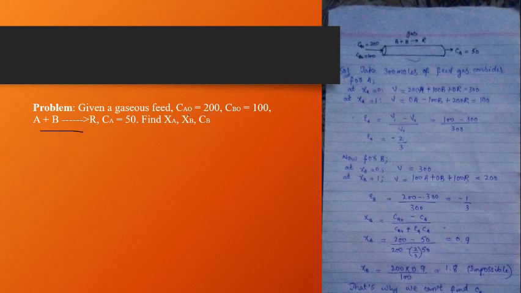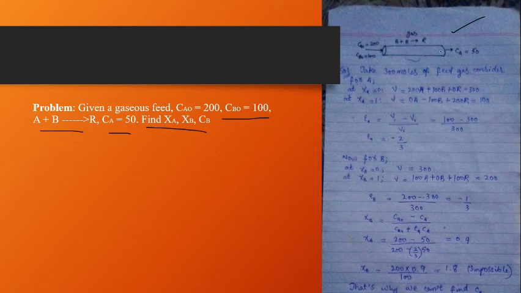This shows the concentration of component A at time 0 before the reaction, and before the reaction the concentration of component B is equal to 100, and after the chemical reaction the remaining concentration of component A will be 50. Now we have to find the mole fraction of component A, the mole fraction of component B, and the concentration of component B.